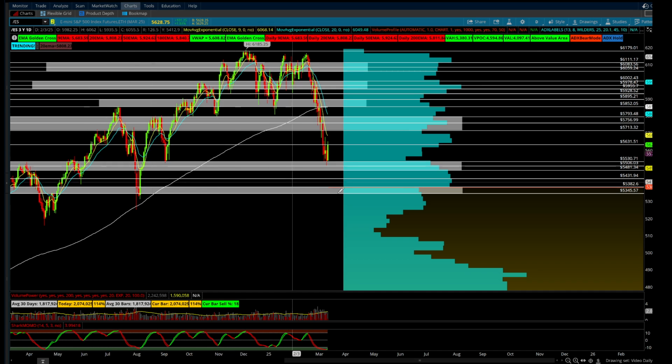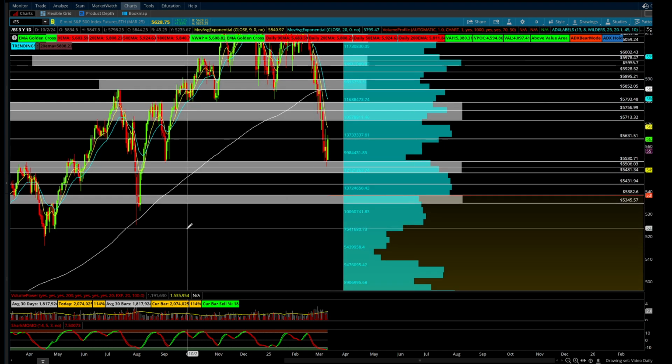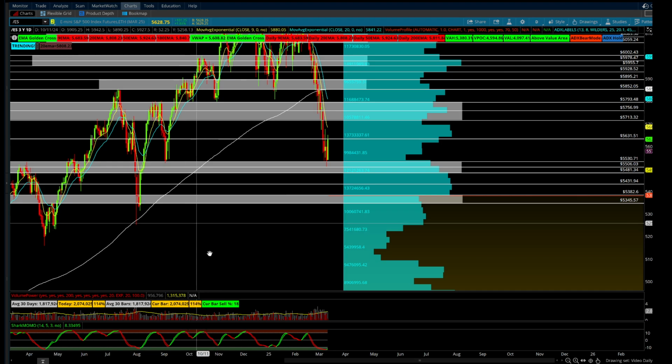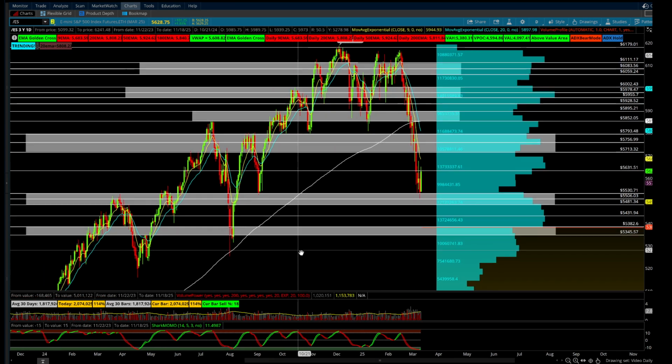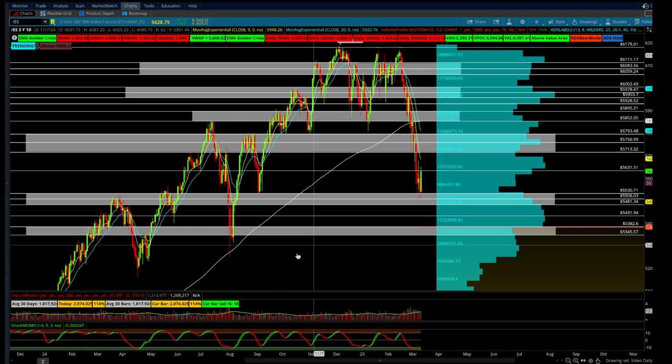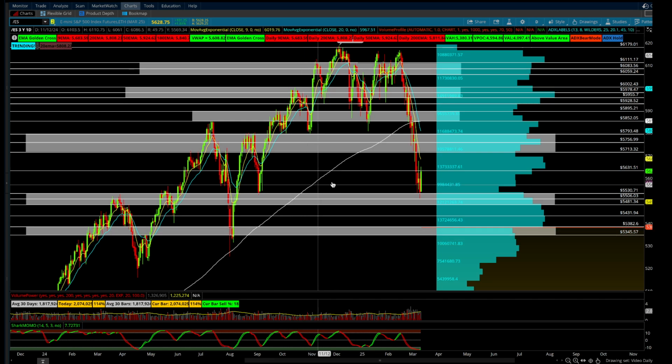So there's going to be a lot of framework, or a lot of structural damage, that's going to need to be repaired before we can really start talking about anything meaningful for the bulls overall.